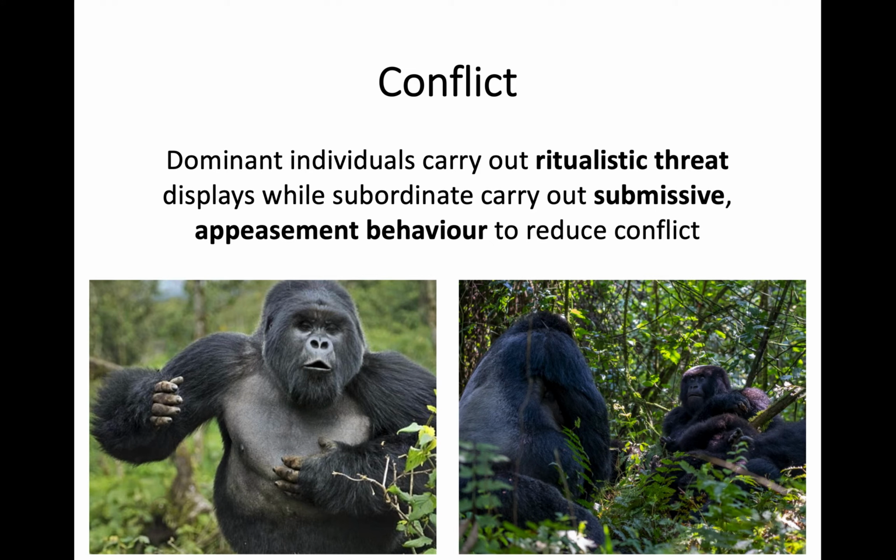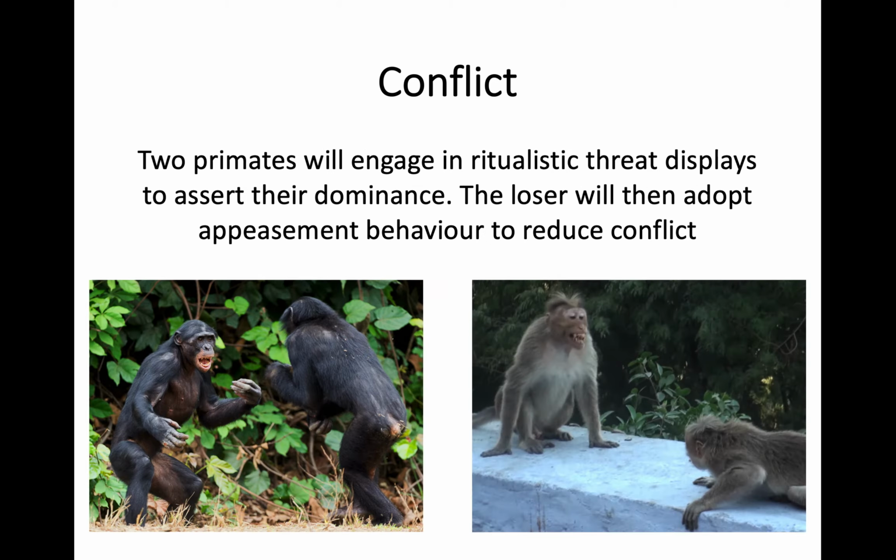You can see on the left there was a very angry gorilla here, and on the right there's quite a submissive gorilla as well. So what happens here, just like in most social hierarchies, is that your dominant individuals carry out these ritualistic threat displays. So it can be the beating chest, standing up very tall, baring teeth, screaming. And a subordinate who wants to reduce conflict will carry out submissive appeasement behaviour. Okay, again, by not challenging them, by maybe keeping their body language subdued, keeping their head low, ensuring that they are not challenging the dominant member, and instead they're agreeing that they are the dominant.